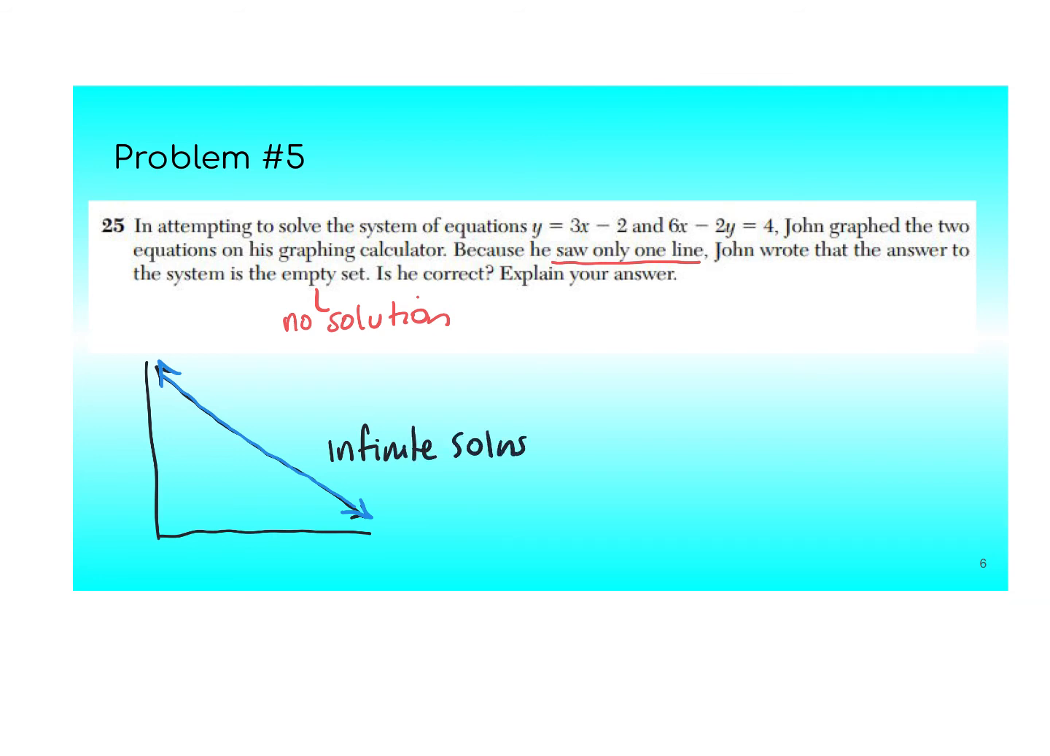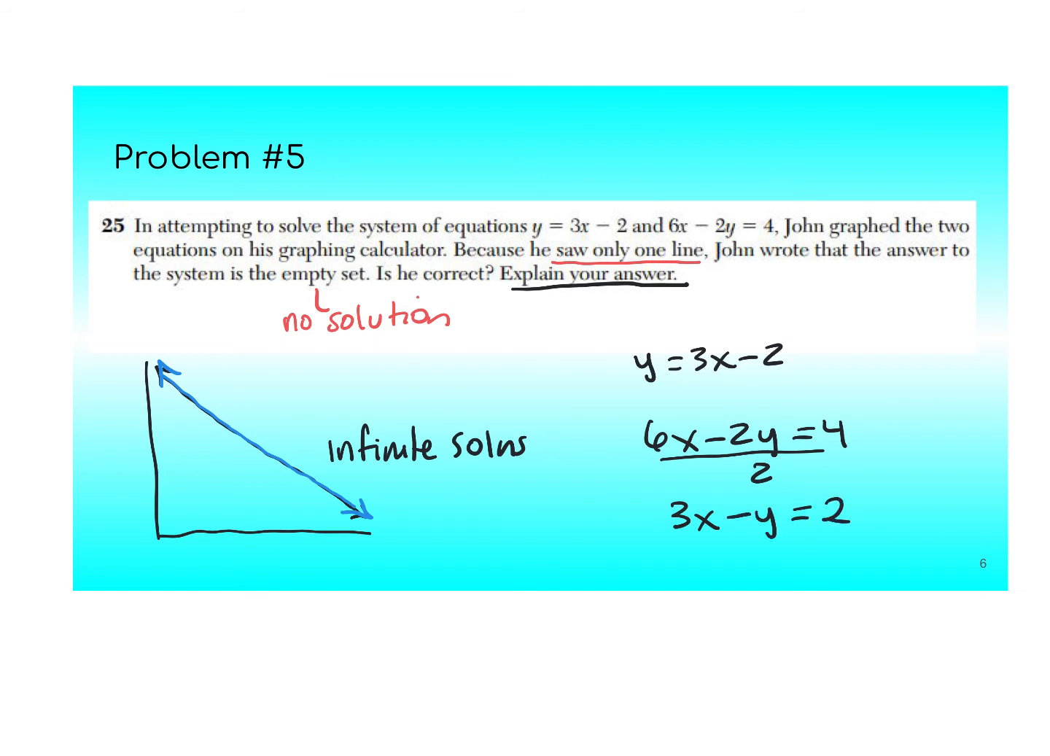It says explain your answer, so you're going to need to do some writing and say that they are the same line. That means they land on each other. You can also prove it here. You've got y equals 3x minus 2, and then you have 6x minus 2y equals 4. So if you divide that entire equation by 2, you end up with 3x minus y equals 2. Solve that for y, and you end up getting the exact same equation, right? y equals 3x minus 2, so you could prove it that way.